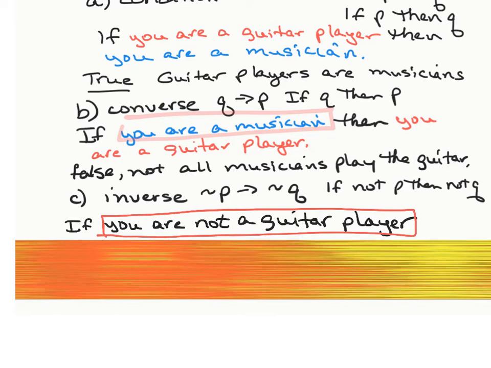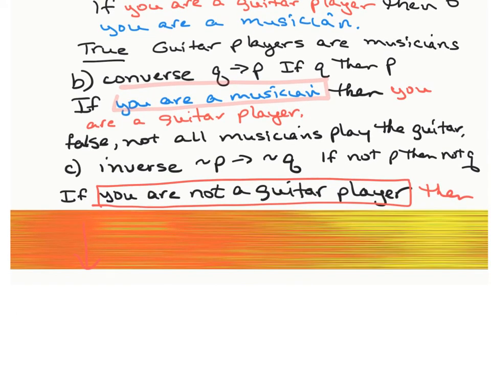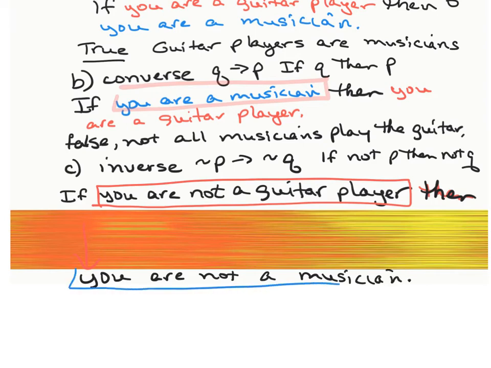then I'm going to go down here below the colors. And I switch colors here. Then you are not a musician. So again, true or false, and we're going to say that this is false. So even if you don't play the guitar, you could still be a musician.